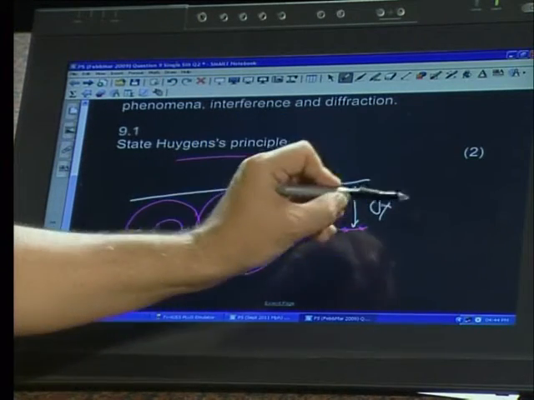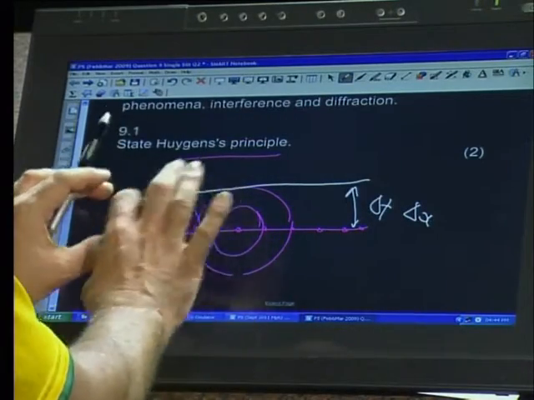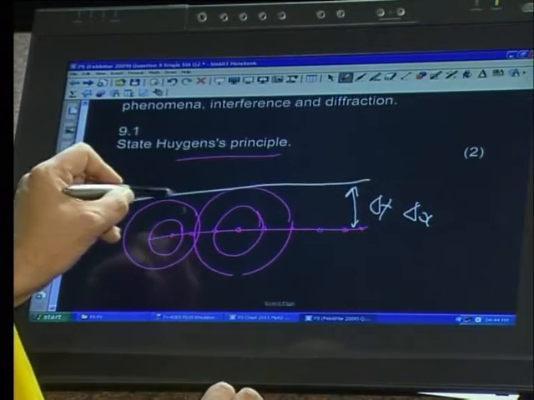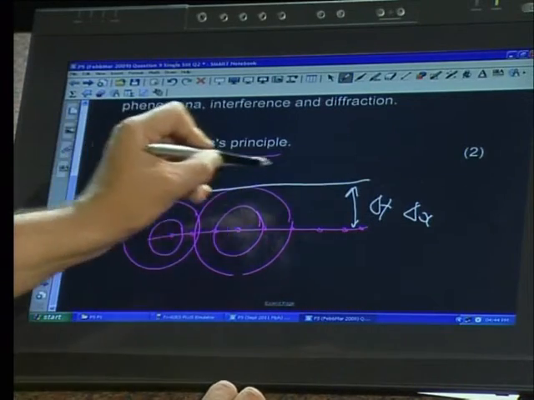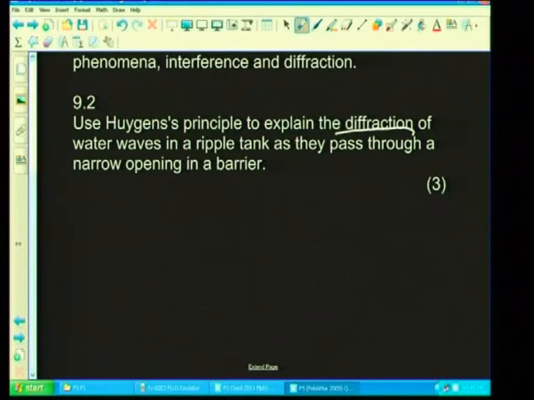After a certain time, there will be a delta x. That position can be determined by the addition of all of these wavelets adding together constructively, and you will get the new wavefront at that position. Now, it's quite complicated. It's a drawing technique. It was invented years ago when people were thinking that light behaved like a wave. We still know that light has wave properties, but remember, light has also got particle properties because of the photoelectric effect. The question that most people then asked was, can you use Huygens principle to explain diffraction of water waves in a ripple tank as they pass through a narrow opening in a barrier?